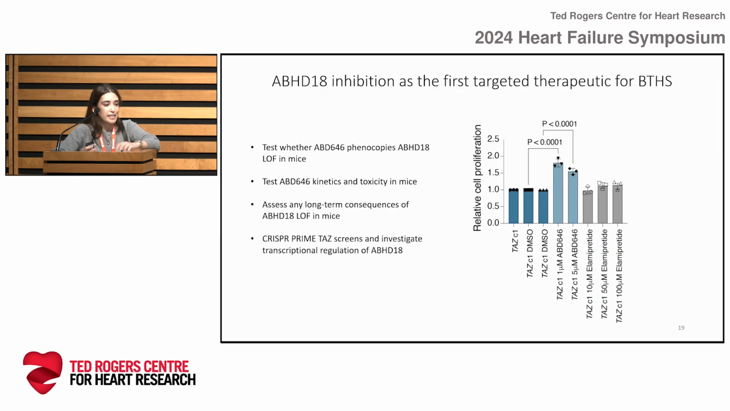So my last slide is, right now there's no targeted therapeutics for Barth syndrome. The foundation is pushing the FDA to approve this drug called elamipretide that's known to bind to cardiolipin. I tested elamipretide, and you can see that despite increasing doses, we saw essentially no effect in increasing the fitness in TAS cells, but in comparison, with our ABD646 treatment, with only 5 days of treatment, we saw significant rescue in fitness.